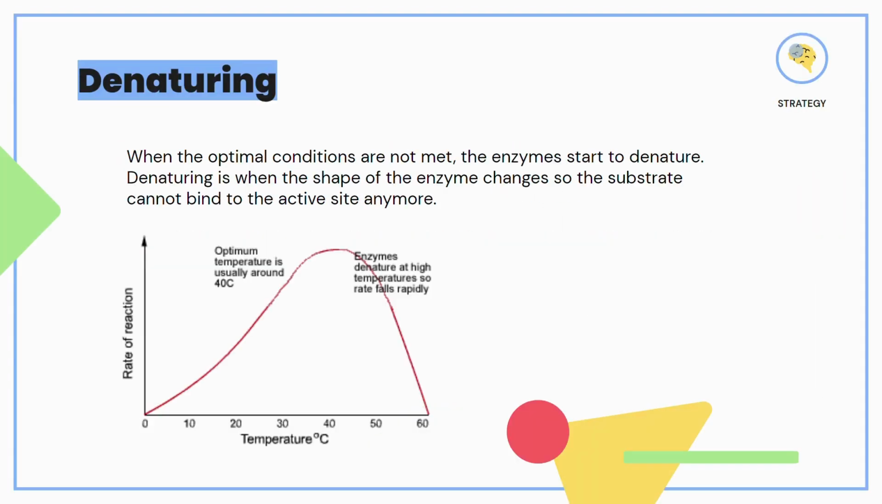So here you can see the effect of temperature on enzymes, and we can see that they work optimally from about 35 degrees to 45 degrees Celsius. And after 45 degrees Celsius, we can see that the enzymes start to denature and no longer function properly.